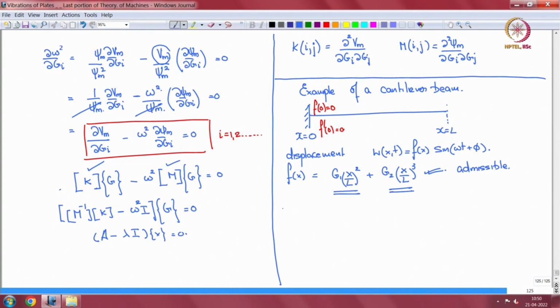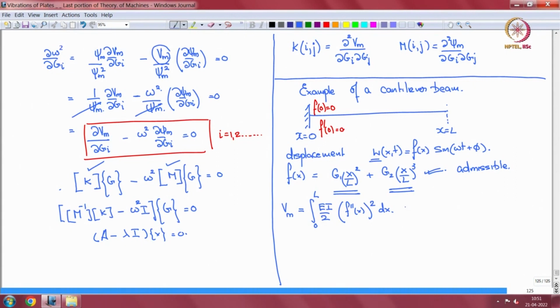So now what is V max? V max is integral 0 to L, E I by 2, f double dash of x whole square dx. It comes from del 2 w by del x square.